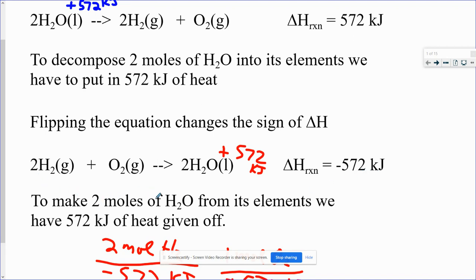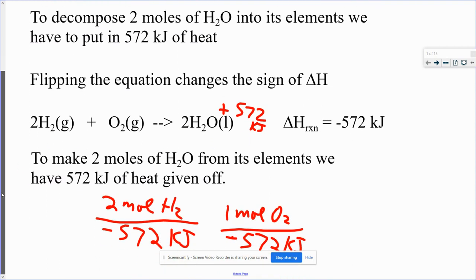So this is saying to make 2 moles of water from its elements, 572 kilojoules of heat is given off. So that heat can be used with the mole amounts as a ratio. It doesn't matter, I could use anything in the equation and compare it to the heat. So I could say 2 moles of H2 is equal to that much heat, or 1 mole of O2 is equal to that much heat, or 2 moles of H2O is equal to that much heat for this particular equation. Okay, and we're going to do some calculations with that.